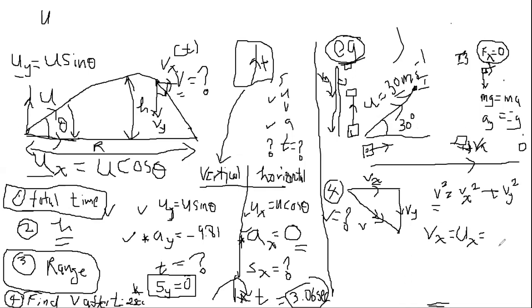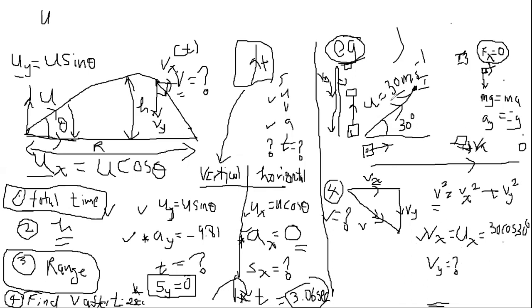Sorry, I forgot again. What is the answer for 30 cos 30? Anyone? 15. So you put that Ux value, 30 cos 30, which you already calculated earlier. So Vx is not a problem, not an issue. What is the Vy value? That's the issue.